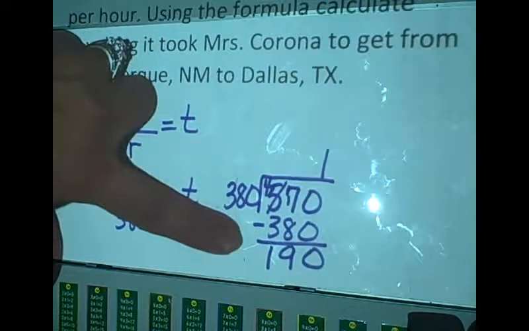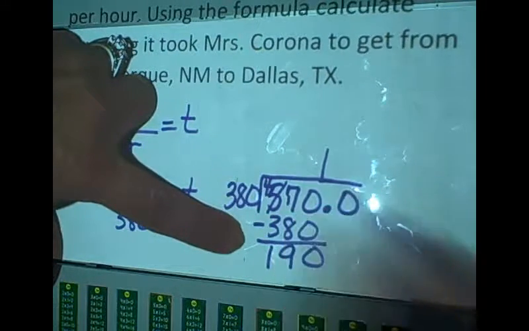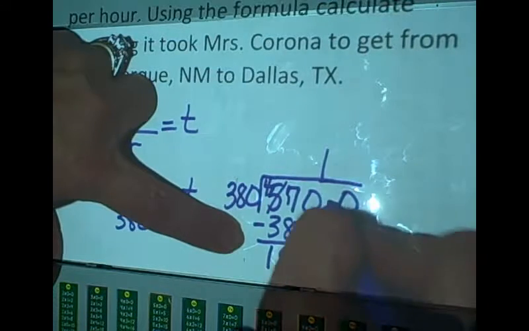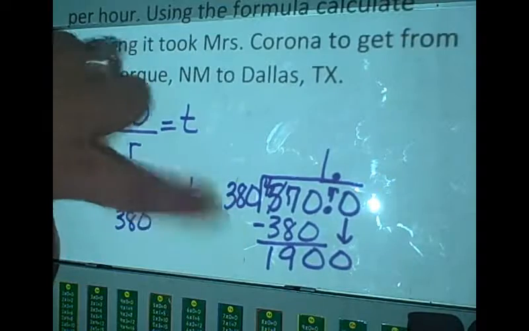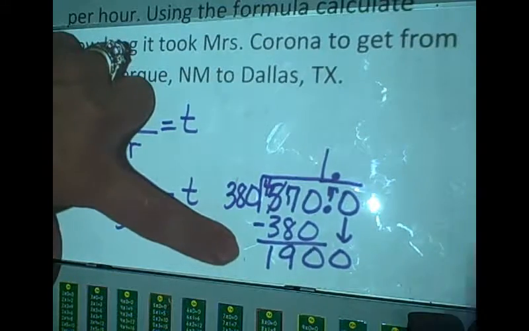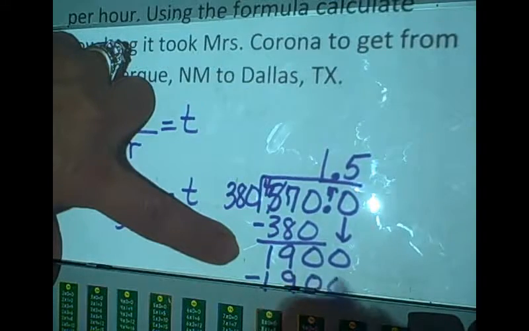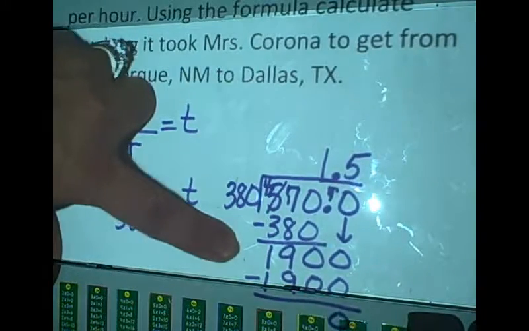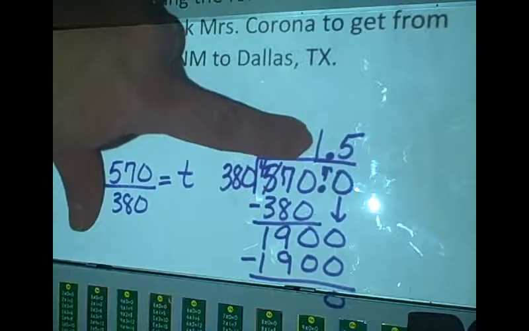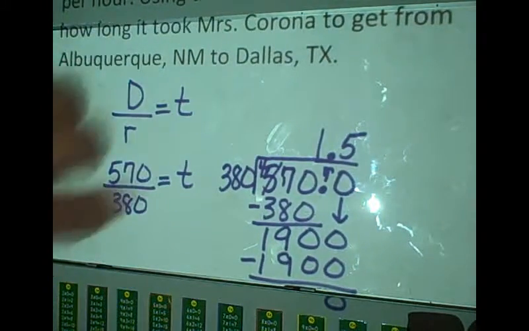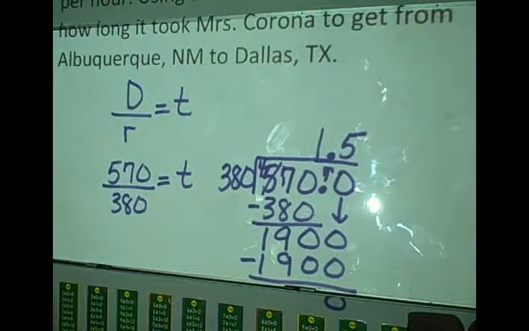I know that I'm not done here. I'm going to add a decimal and a 0. When I add a decimal, I raise it to the roof and I bring down my 0. 380 can go into 1900 5 times. 5 times 380 is 1900. I have 0 left over. So it took me 1.5 hours to travel from Albuquerque to Dallas.